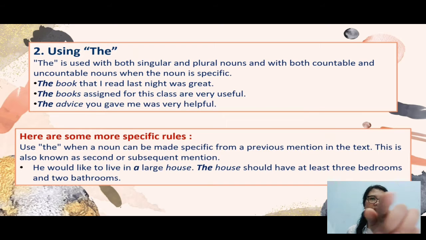Jadi kita bisa tahu kalau misalkan a large house di kalimat pertama itu belum pasti itu rumahnya, tapi kalau misalkan di kalimat kedua the house should have, the-nya itu menandakan rumah yang di kalimat pertama gitu. Jadi udah pasti rumah mana yang dimaksud kalau misalkan kita menggunakan kata the.